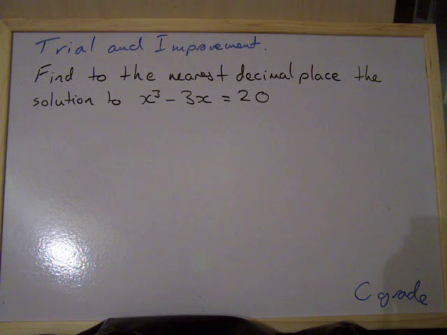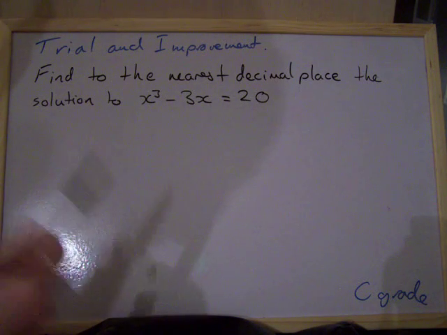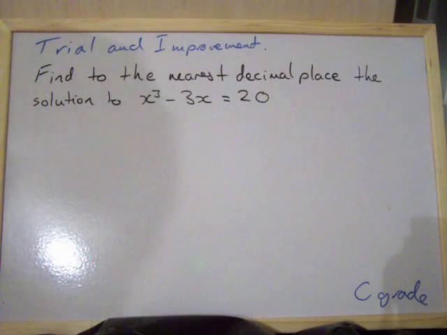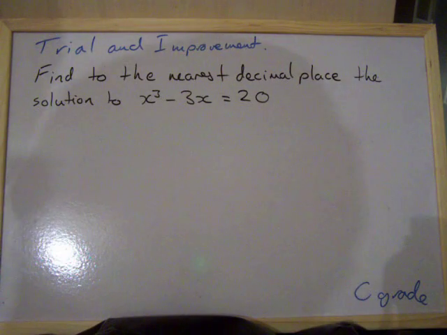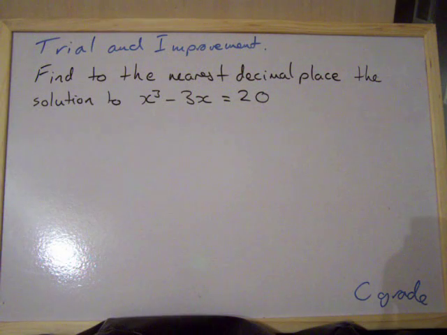Right then, trial and improvement. Around about the C grade level, you want to find, to one decimal place, the solution to x cubed minus 3x equals 20. Algebraically, at GCSE level, there's no way to solve this. This is going to be on both foundation and higher papers.